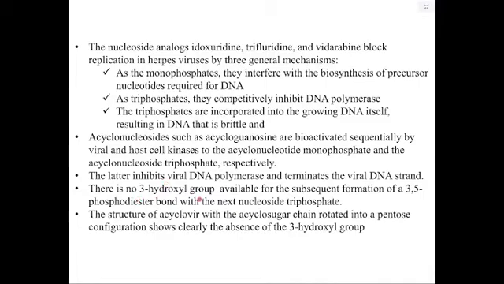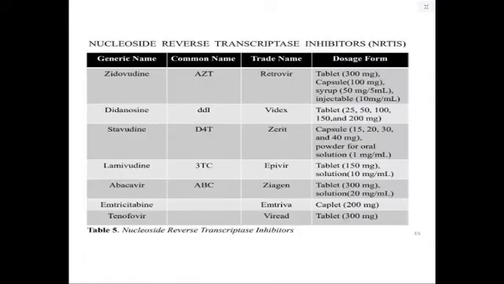There is no 3-hydroxyl group available for the subsequent formation of the 3',5' phosphodiester bond with the next nucleotide, and therefore there will be DNA synthesis terminators. The structure of acyclovir, the acyclosugar chain rotated into a pentose configuration, shows clearly the absence of a 3-hydroxyl group. That indeed we had mentioned in detail. So those are some of the examples.